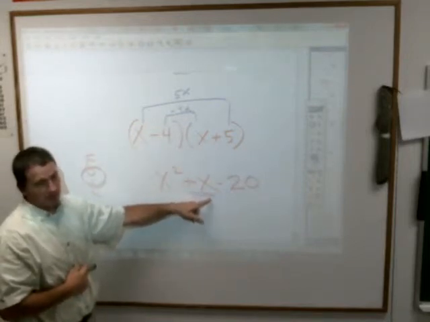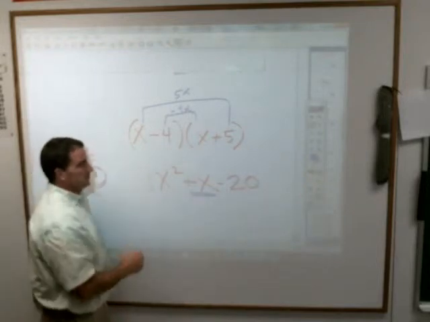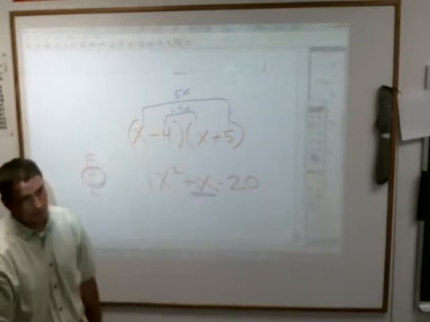So what could you put? You could put 1x there, we just don't write it, for the same reason I didn't put 1x squared there. You have 1, it's 1.